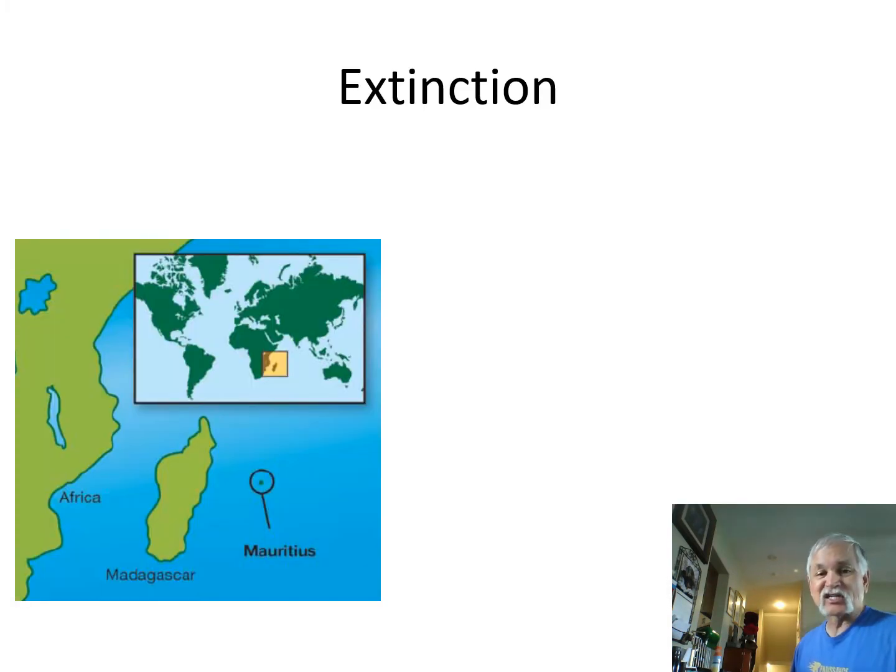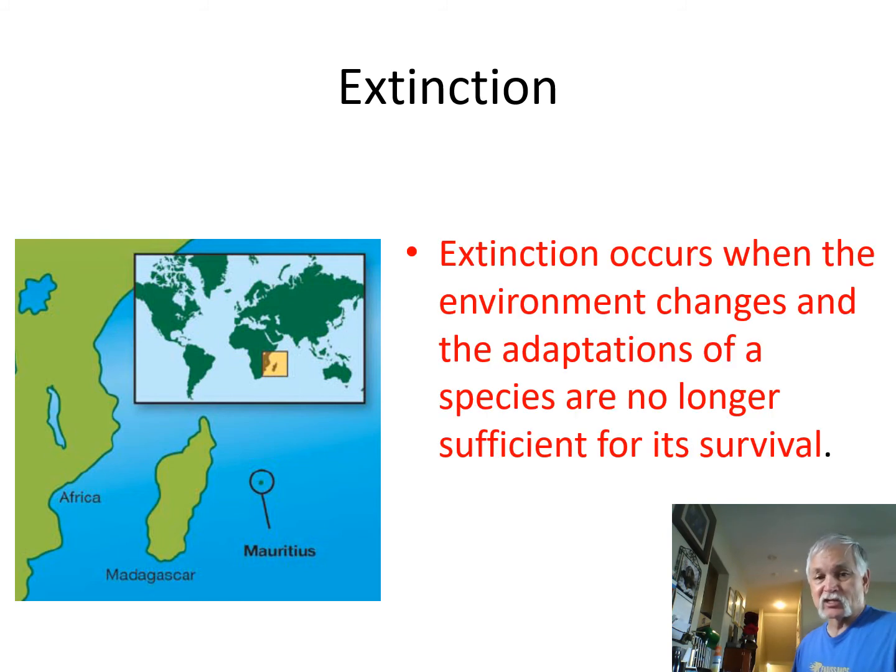Let's talk about extinction. And in particular, we're going to talk about the extinction of the dodo bird. But basically what happens is when a species can no longer survive. Whatever the mechanism they have that has allowed them to survive so far changes. And that is the case of the dodo bird.